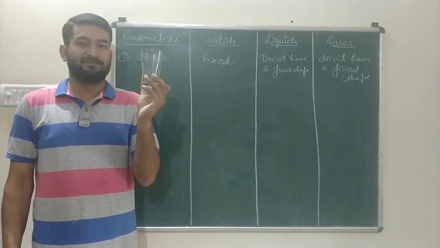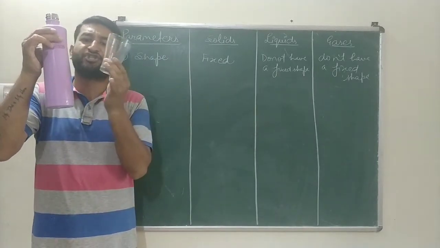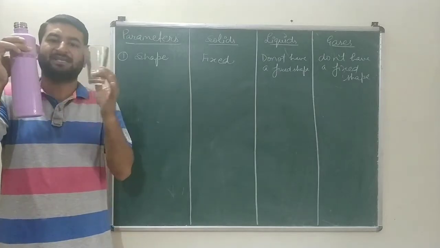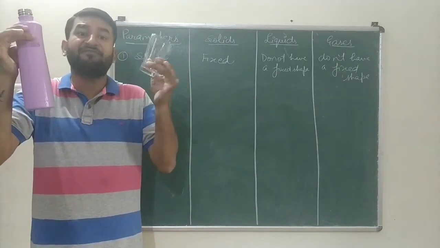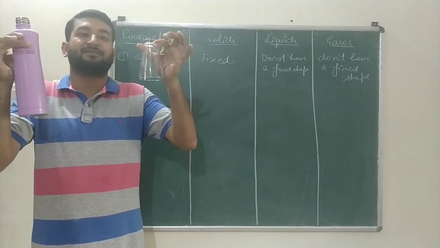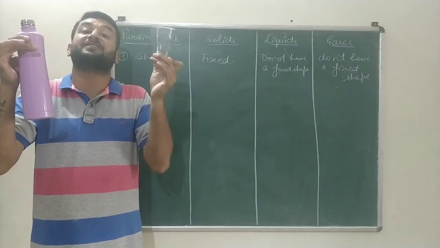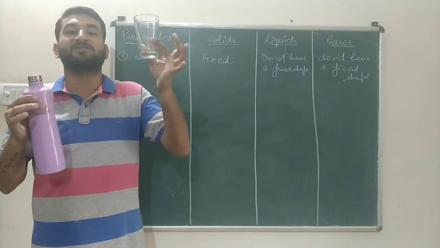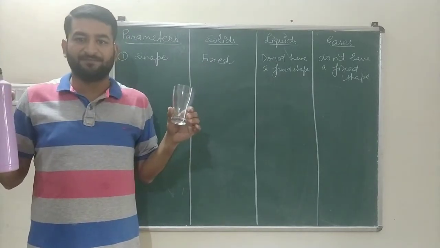It is a glass and it is a water bottle. The shape of these items, the water bottle and the glass, is fixed. These are solids, so they have a fixed shape. Whether I place them like here only, their shape remains fixed until we break them. If I drop this glass and break it, then it will change its shape. That is a different issue.